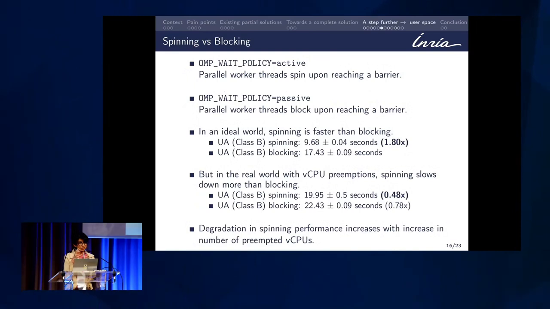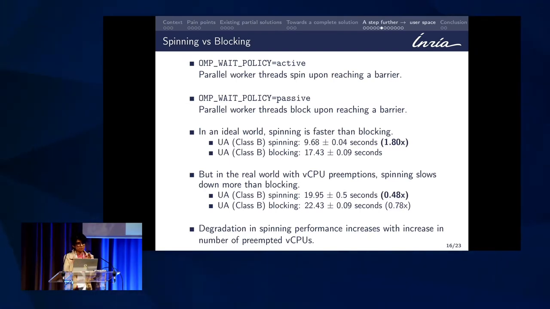Now, when OpenMP worker threads are running, they have two options when it comes to synchronizing over the barriers. Option one is you keep spinning. Option two is you block. And you can change this behavior by using the OMP_WAIT_POLICY environment variable. So in an ideal world where we have 36 vCPUs, no vCPU preemptions, it is much faster to spin at the barriers, 80% faster. So that's great.